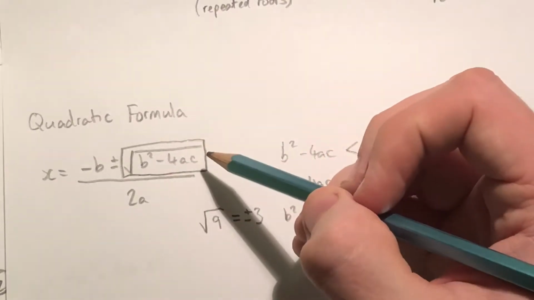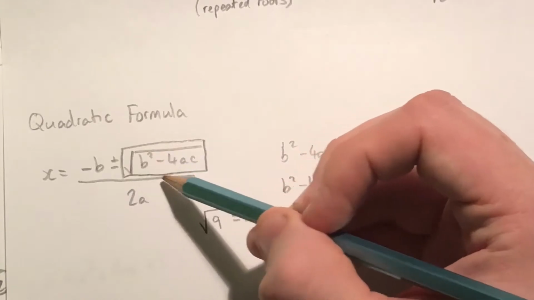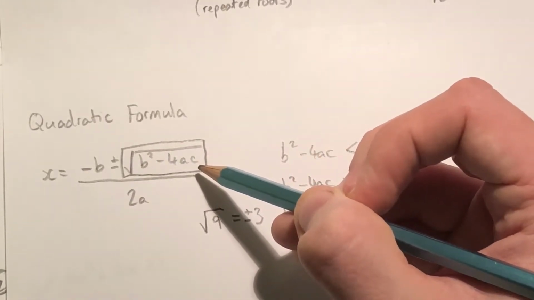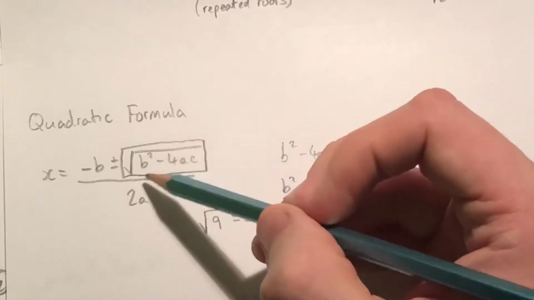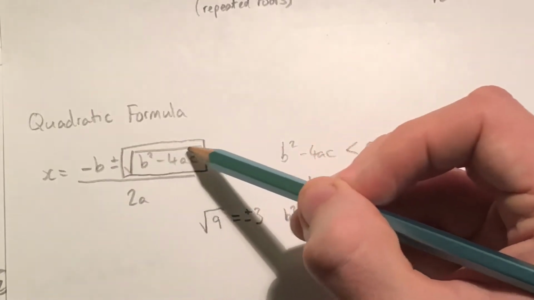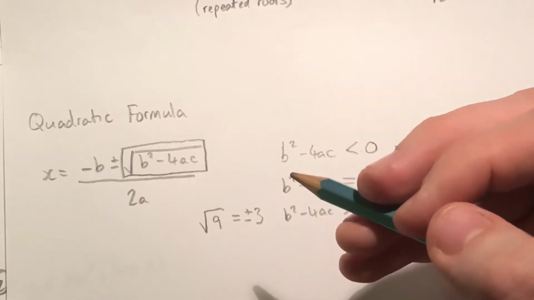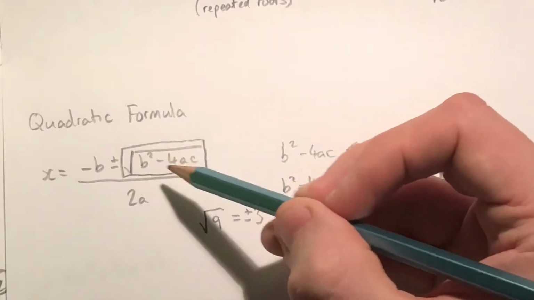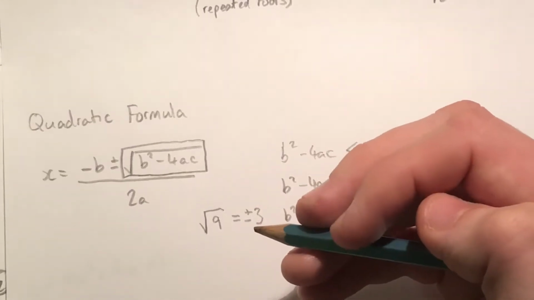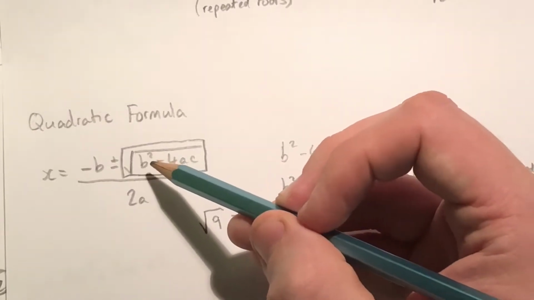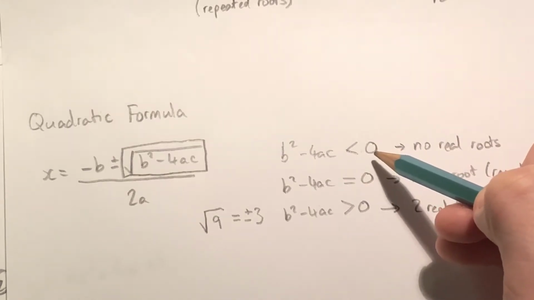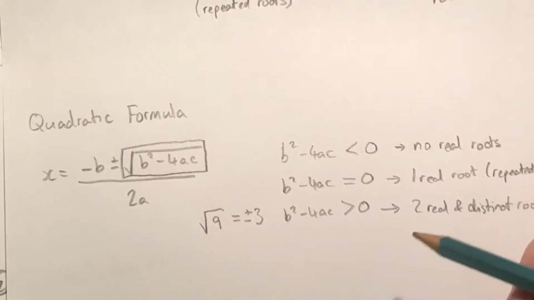The reason this stands out is because there are certain values that we can have here that will work, and some values that won't work at all. We know, for example, that anything that's under a square root has to be either 0 or greater than 0. If you end up with a negative number under a square root, it doesn't work. So from there, what we can say is, if b squared minus 4ac ends up being less than 0, i.e. a negative number, there are no real roots.